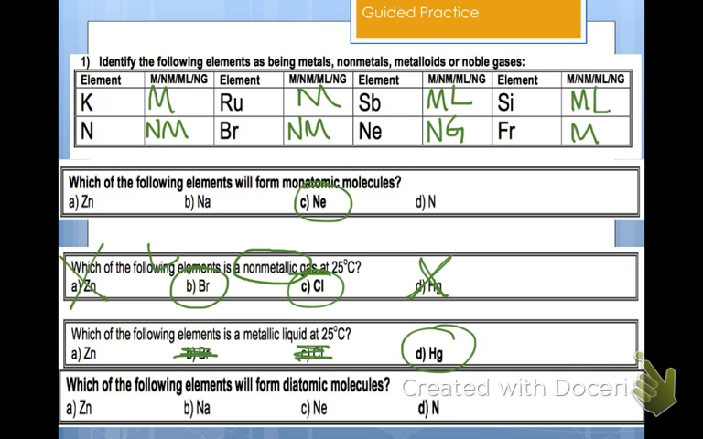And then finally, which of the following elements form diatomic molecules? These are your Brinkelhoffs. Spell it out: B-r-I-n-C-l-H-O-F. Those are your elements, and nitrogen is the only one.